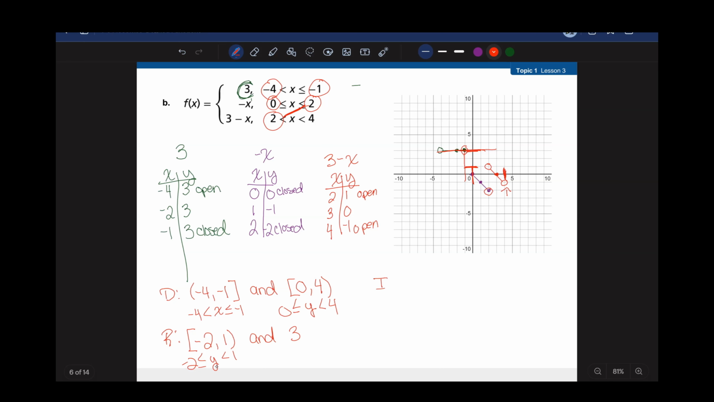Okay, for increasing, well, I'm constant right here. It's not increasing or decreasing, so that's not increasing. And then my other two pieces are both going down. So starting at 0, this goes down until 2. And then starting at 2, it goes down until 4. So I have no intervals of increasing. As far as decreasing, it decreases from 0 to 2 and from 2 to 4.